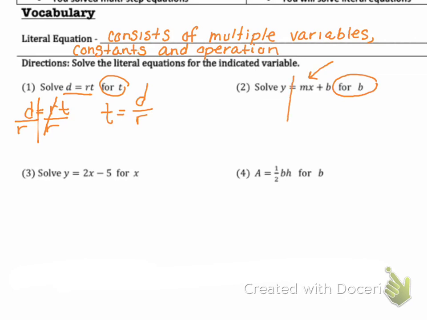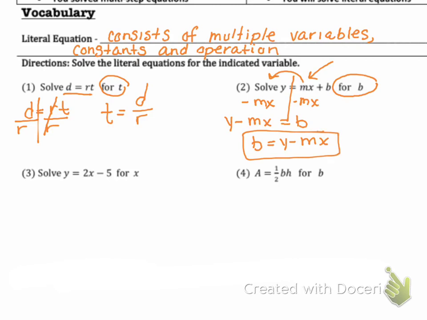Putting my balance line down the middle, I want to move the m and the x to the other side. Think about when I was getting my variables to one side: I would subtract them, right? So I'm going to do the same thing here and subtract mx from both sides. And so I get y minus mx is equal to b. Now, I don't like to write it that way, so I'm going to flip it, because whatever I'm solving for should be written first. So b is equal to y minus mx. That is my answer.